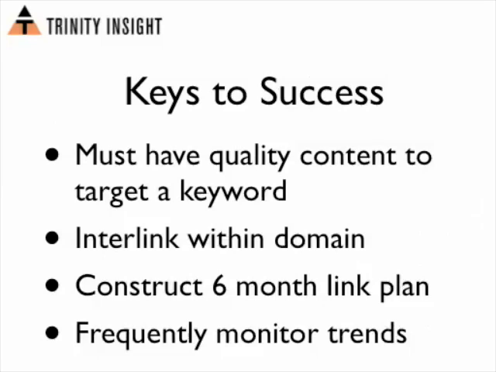You want to construct a 6-month link plan that includes the link text you're going to be going after, as well as the destination URLs, as well as the efforts and budget needed. You also want to monitor trends in the marketplace with other tools, such as the one I just showed you, as well as Google search trends, to really see how the keywords that you are trying to optimize for vary with seasonality.